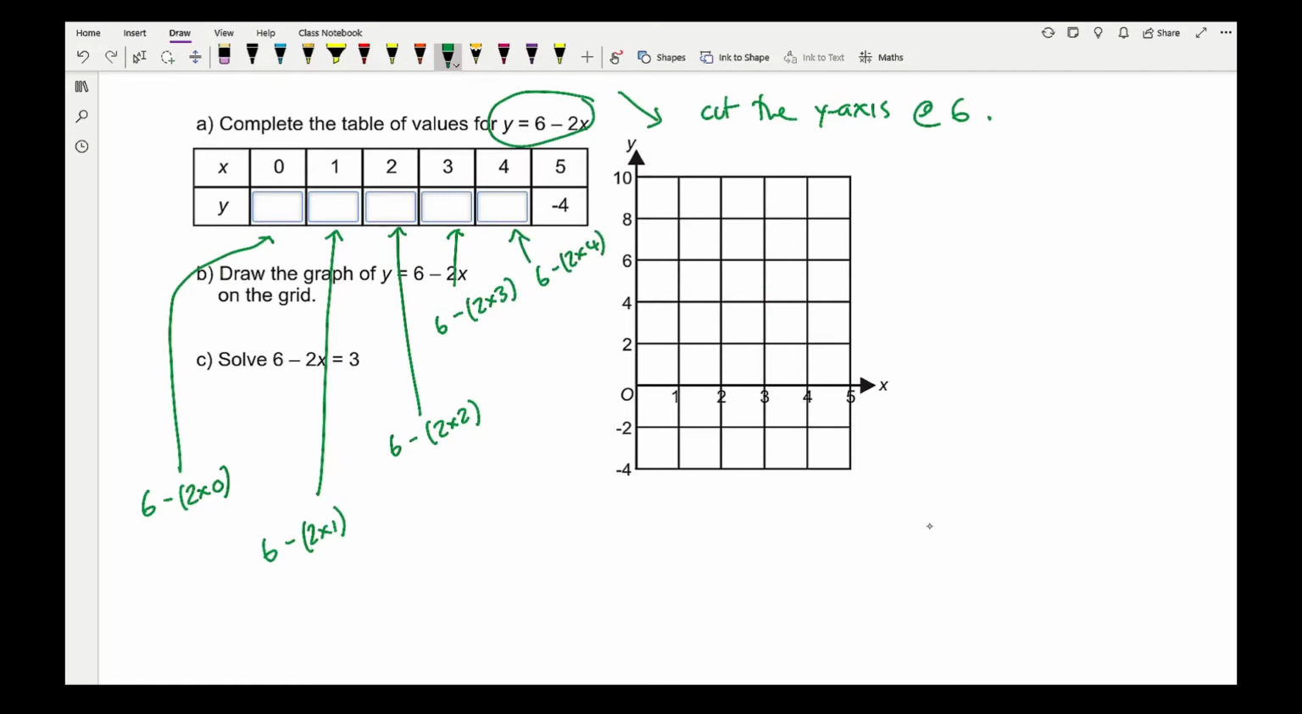Now, if you want to write them down, that's fine. If you can do it in your head, even better. But you want to make sure that you are getting these numbers correct. So 2 times 0 is 0, 6 take away 0 is 6. 2 times 1 is 2, 6 take away 2 is 4. 2 times 2 is 4, 6 take away 4 is 2. 2 times 3 is 6, 6 take away 6 is 0. And 2 times 4 is 8, 6 minus 8 is minus 2. So now, again, I've got my coordinates.